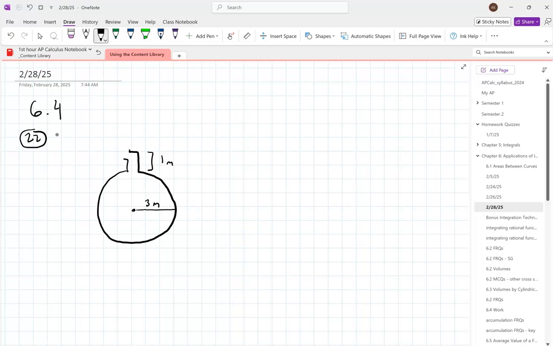All right. So we're asking the tank. We have a tank full of water. It's a spherical tank with like a 1-inch neck. And we want to find the amount of work required to pump the water out of the spout.